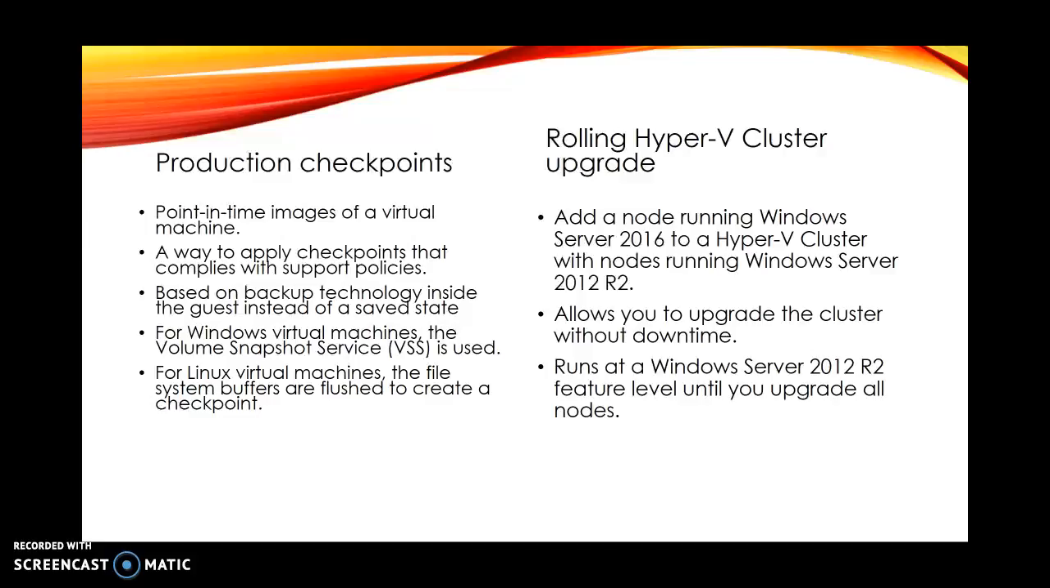The Rolling Hyper-V Cluster Upgrade feature allows users to add a node running Windows Server 2016 to a Hyper-V cluster with nodes running Windows Server 2012 R2. This allows you to upgrade the cluster without downtime. The cluster runs at a Windows Server 2012 R2 feature level until you upgrade all nodes in the cluster and update the cluster functional level with the Windows PowerShell cmdlet Update-ClusterFunctionalLevel.